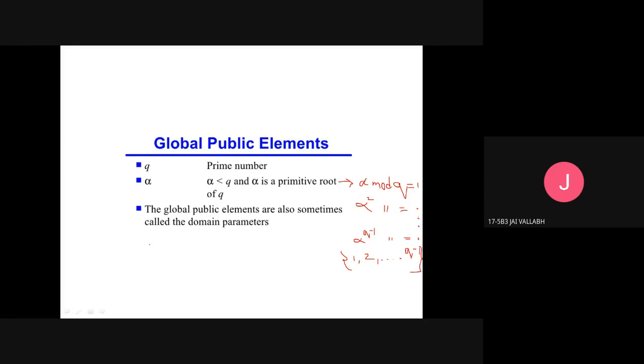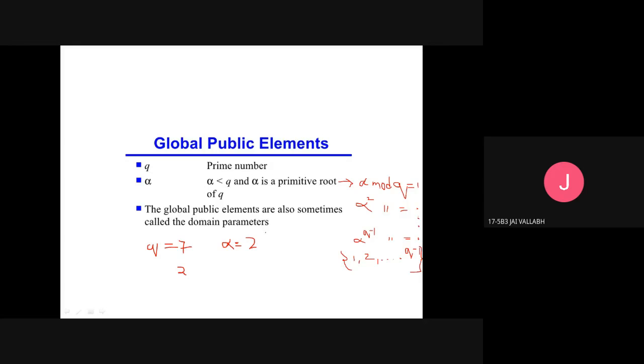For instance, let us assume we have selected the prime number q as 7. Now we should generate an alpha value which is less than 7, and it should also be a primitive root of 7. So we'll see how it is calculated. For a value to be a primitive root, let us consider alpha as 2.